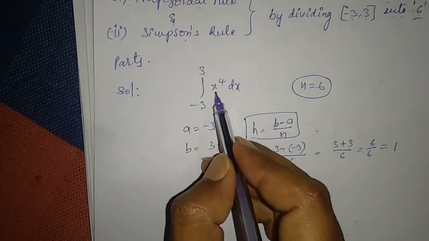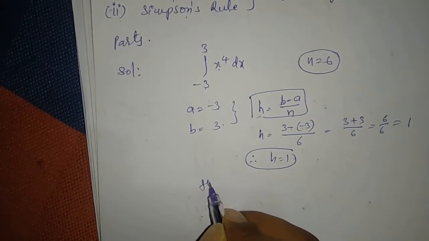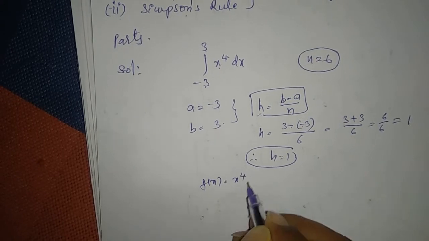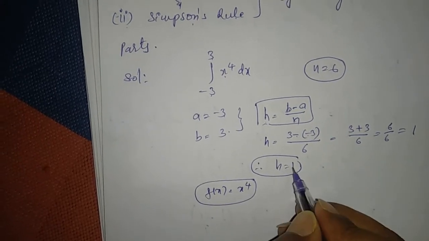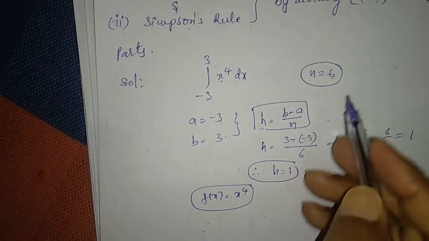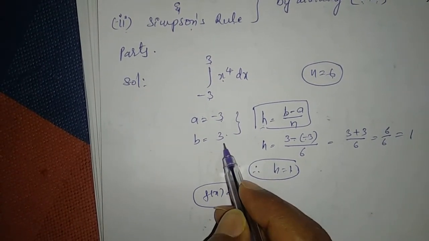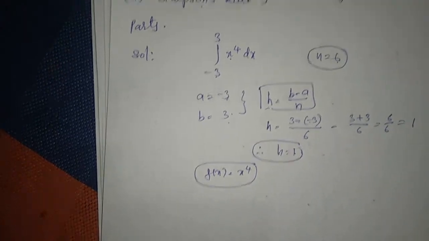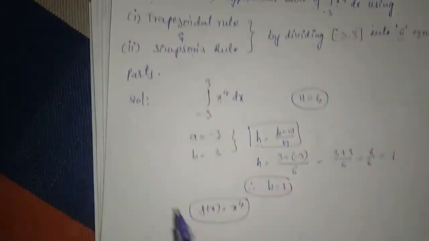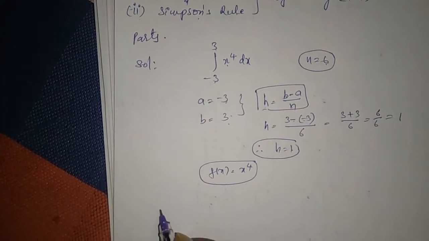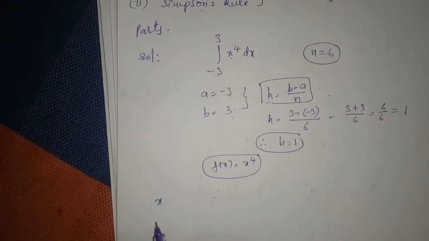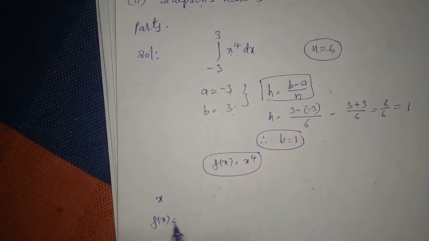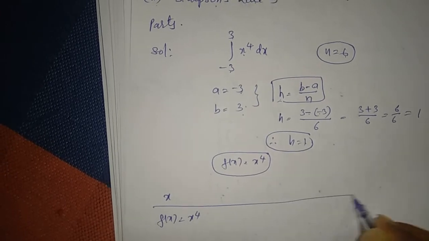See here, this x power 4 we can write as f of x. F of x is equal to x power 4, h is equal to 1, n is equal to 6, a is equal to minus 3, b is equal to 3. Now this is the common process to solve Simpson and trapezoidal. First of all, write the table, that is x, and f of x is equal to x power 4.